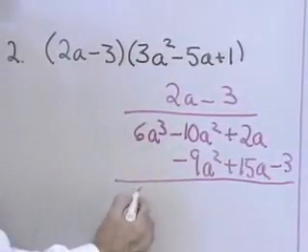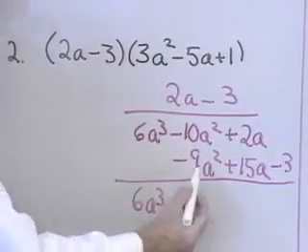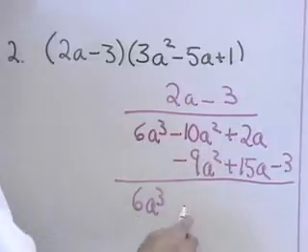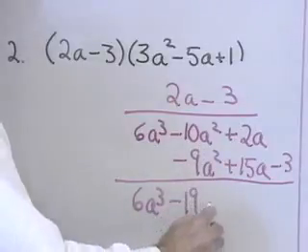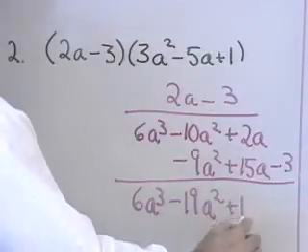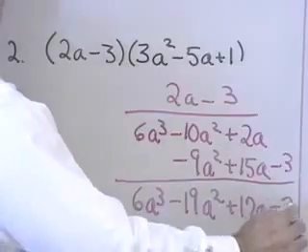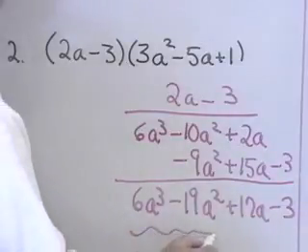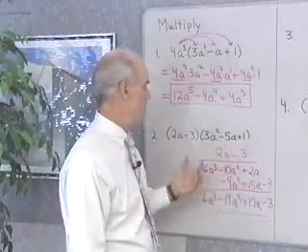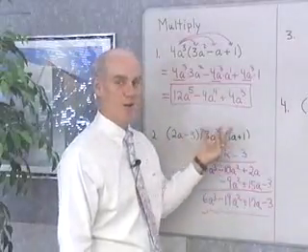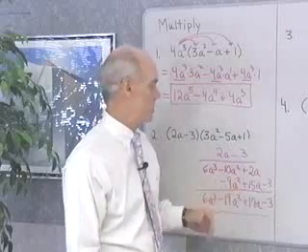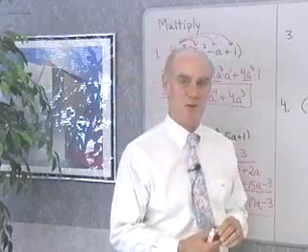Now I'll simply add: 6a cubed, minus 10a squared plus another minus 9a squared will be minus 19a squared. 2a plus 15a, 17a, minus 3. So here is the product of this binomial with this trinomial. And the rule is really multiply each term here times each term here. This is just a method of accomplishing that, which looks similar to long multiplication with whole numbers.